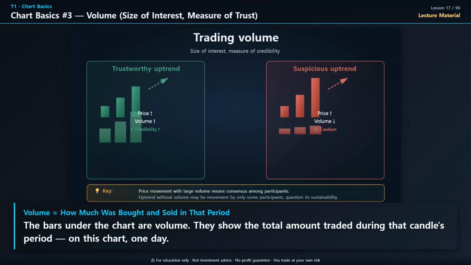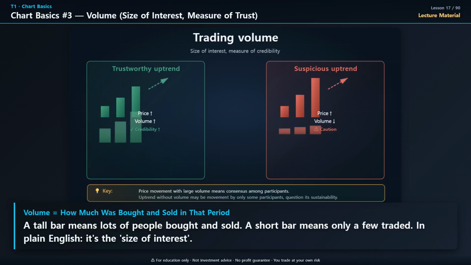The bars under the chart are volume. They show the total amount traded during that candle's period. On this chart, 1 day. A tall bar means lots of people bought and sold. A short bar means only a few traded. In plain English, it's the size of interest.